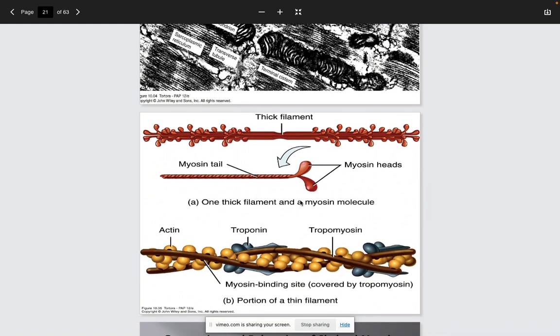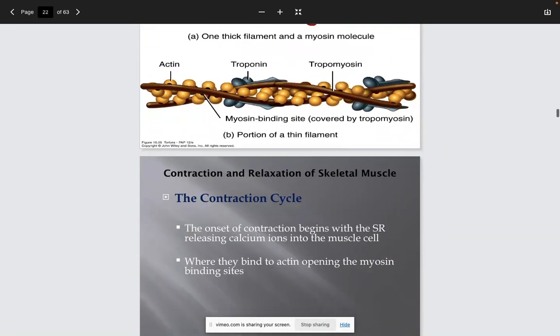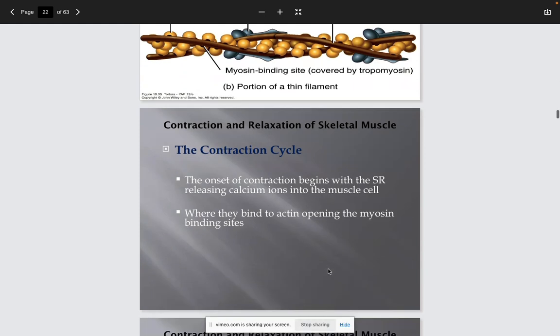One thick filament and a myosin molecule here, just showing you the myosin head. It's going to attach to the actin binding sites. So here, the contraction cycle. The onset of contraction begins when the sarcoplasmic reticulum releases calcium into the muscle cell. That's important to know. Contraction is going to occur as the sarcoplasmic reticulum releases calcium into this muscle cell, where they bind to actin, opening the myosin binding sites.